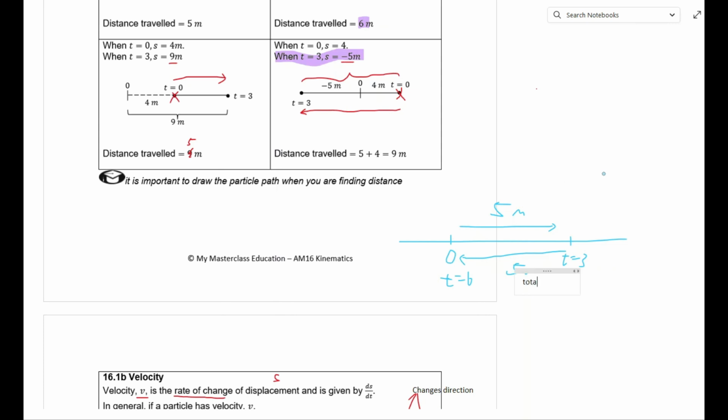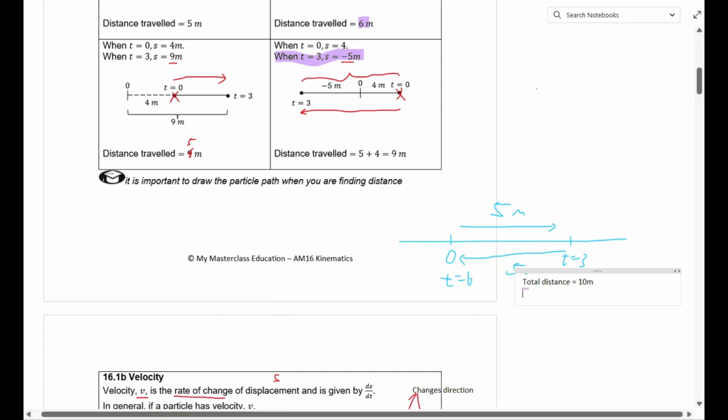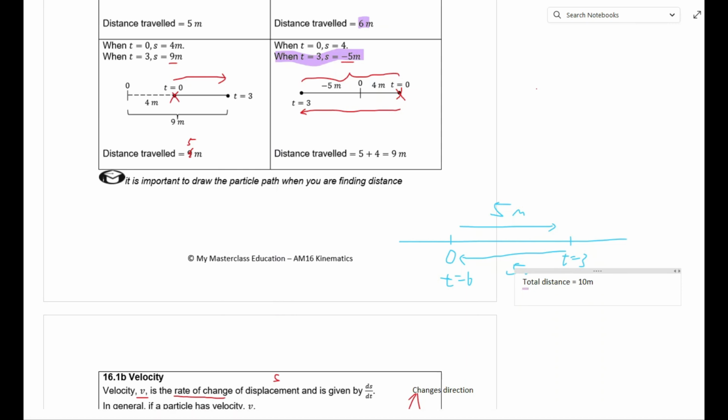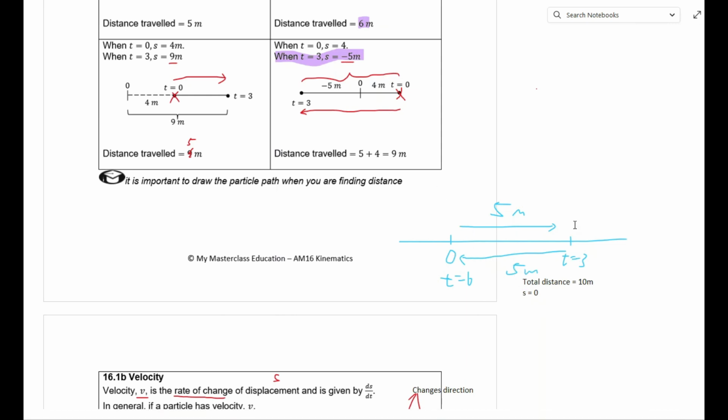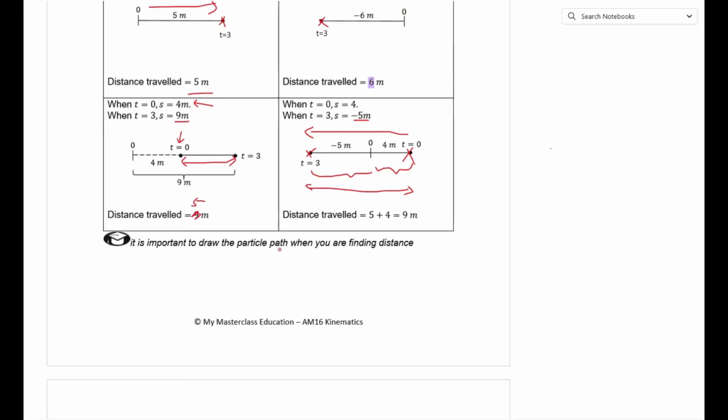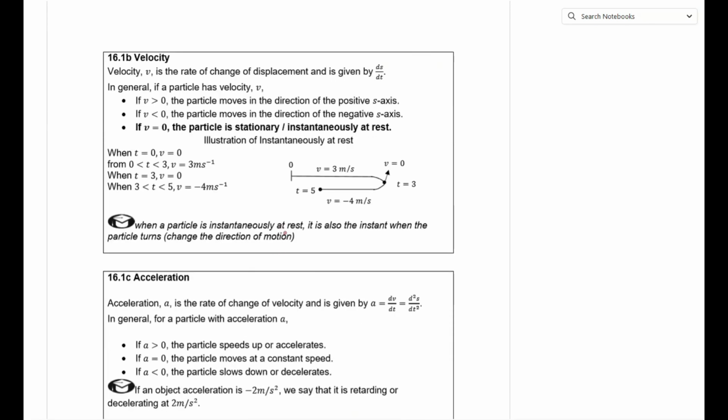Now your total distance would be equal to 5 plus 5 meters, 10 meters. However, at t equals 6, your displacement will still be equal to 0 because at t equals 6, your particle is back at the fixed point. Therefore, there will not be any change in position with respect to your fixed point, and your displacement will be equal to 0.